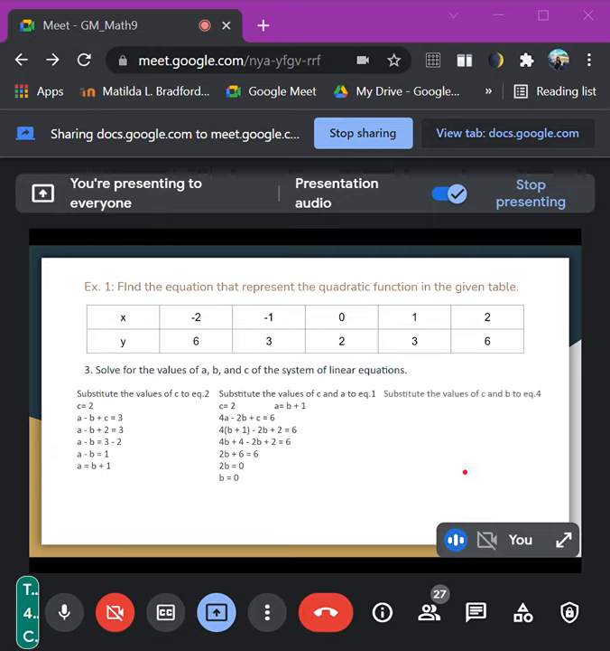For your value of A, you can now use C and B. I'm using here equation number 4, which is A is equals to B plus 1. It is still an equation since it doesn't have a value of A yet. So you have A is equals to B plus 1, where B is equals to 0, and then plus 1. So A is equals to 1. Now, you have the values of your A, B, and C.